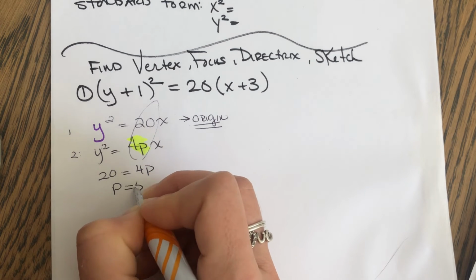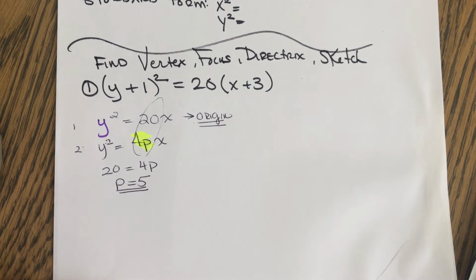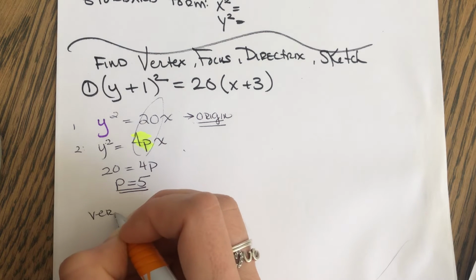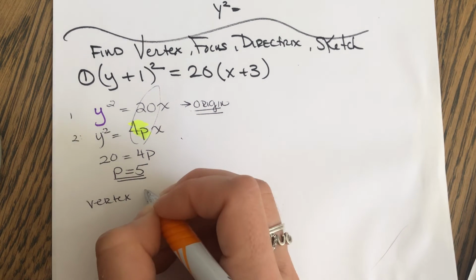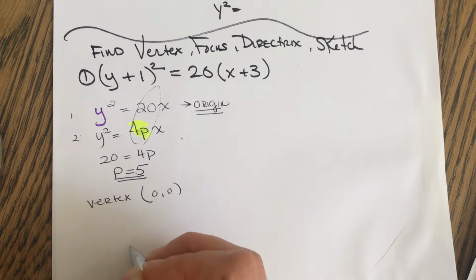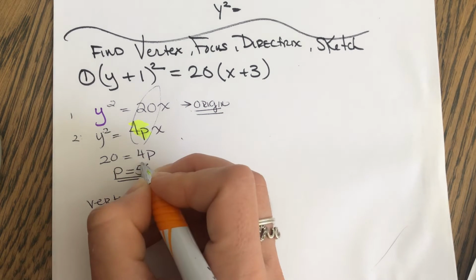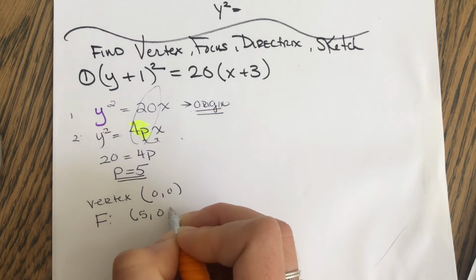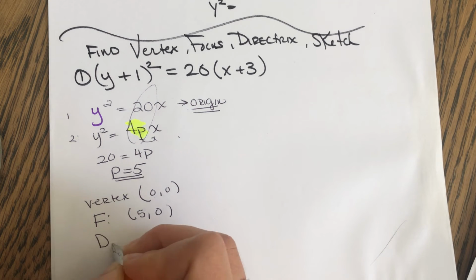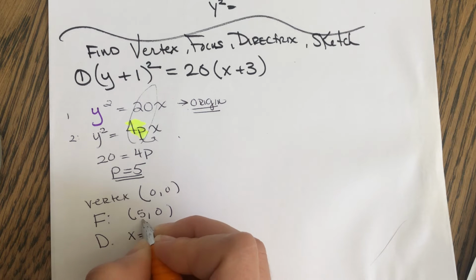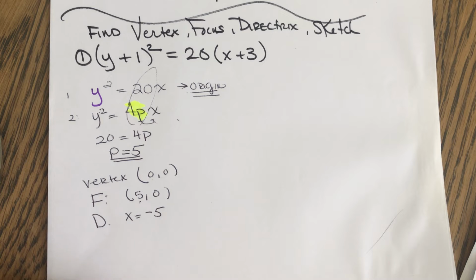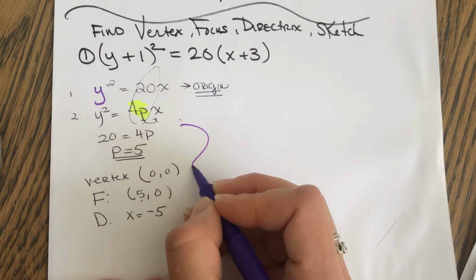So P is 5. For the origin, your vertex is (0, 0). My focus, remember, P is next to the X, so the focus is (5, 0). Directrix is still an X, but it's the opposite, so x equals -5. Now from there, you guys are doing your shift.